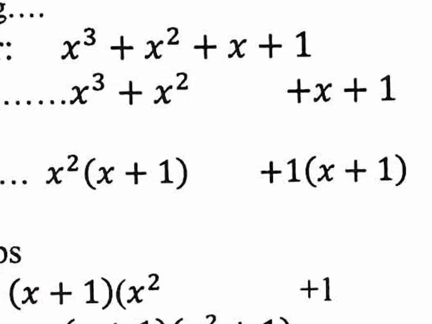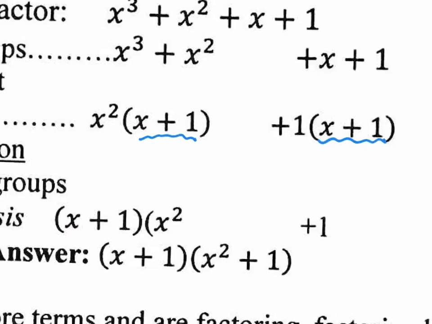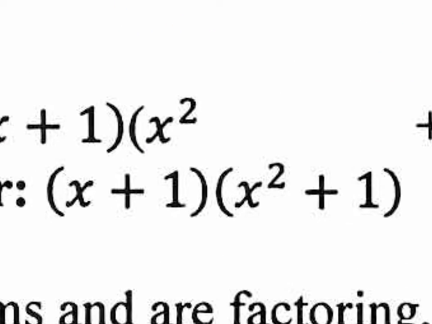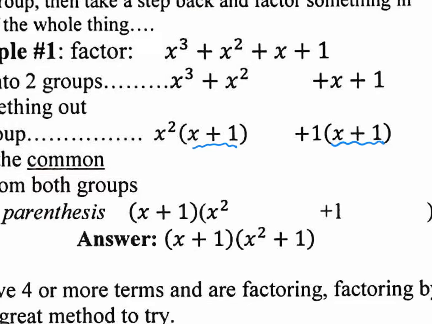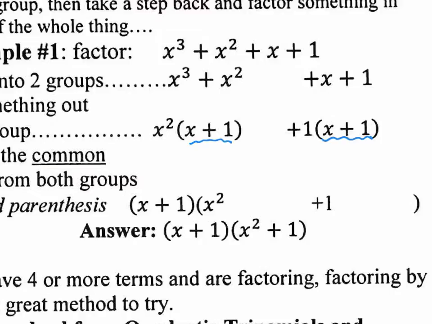So the next step is to take a step back and see if you have a common binomial, which we do. We have an x plus 1 right there and an x plus 1 right there. So we're going to pull out that common binomial from the first group, pull it out from the second group, pull it out to the front. So these x plus 1s come out here, and the x squared is left over and the 1's left over. So there's our final answer, x plus 1 times x squared plus 1. And that is factoring by grouping. Do we remember that? Yes. I hope so. We learned that in chapter 4. We already tested it. You should be good at it already.